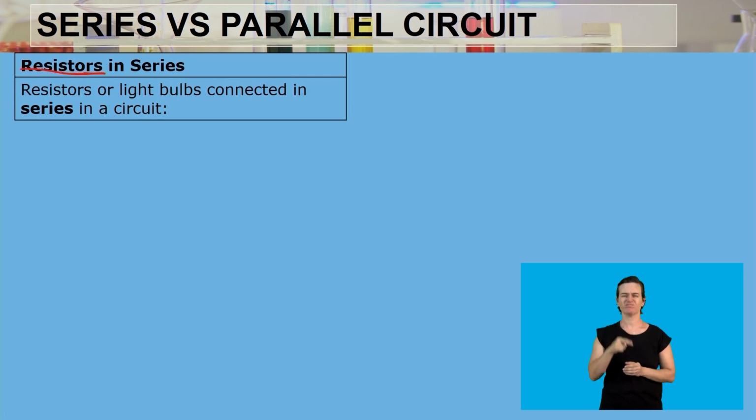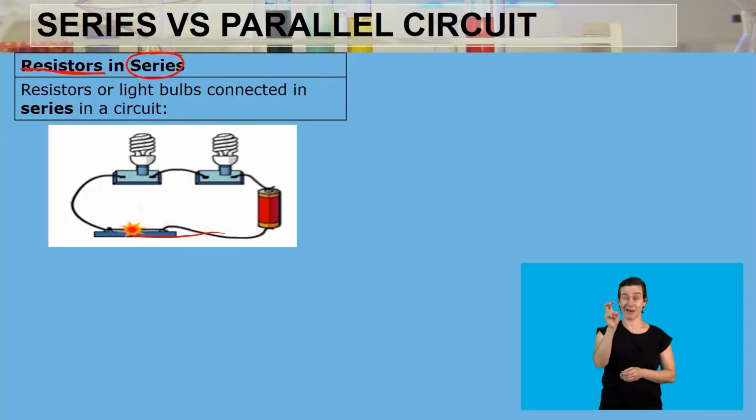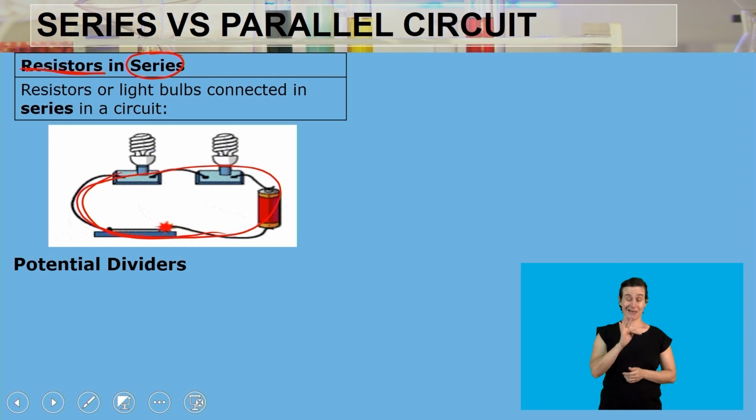Now, what about resistors that are connected in series? Resistors or light bulbs connected in series in a circuit, what happens to those? Remember, for our purposes, we're going to be using light bulbs as our resistors. When the resistors are connected in series, there's only one pathway for the current to flow, from one terminal through the wires, passing the resistors, and then back to the terminal. As we can see on this diagram here, the current is moving in one continuous direction. There is only one pathway that the current can follow.